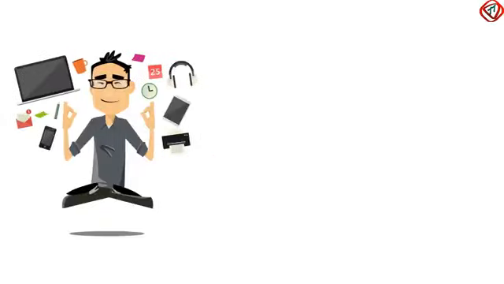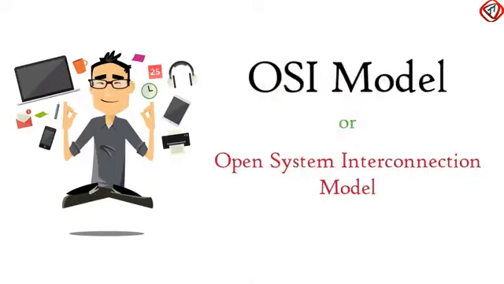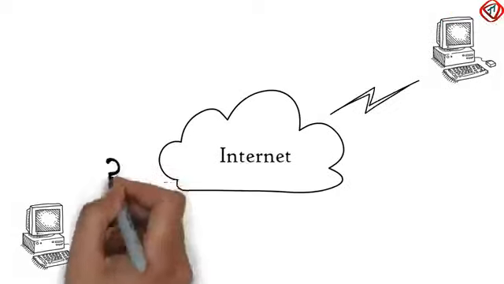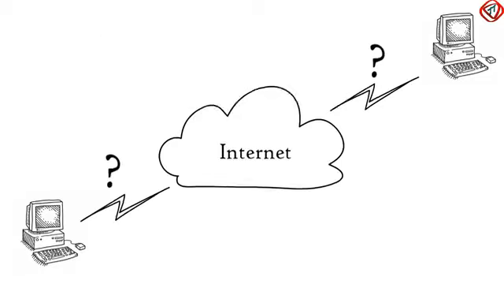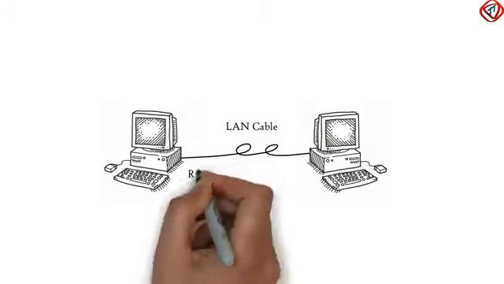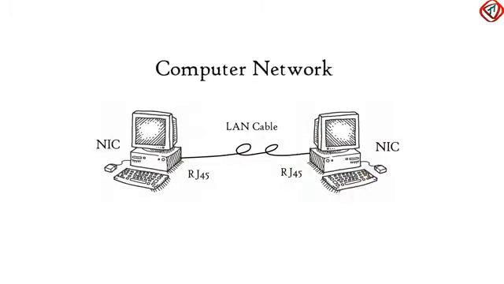Today we are going to learn about the OSI model, or Open System Interconnection model. So let's start. The OSI model defines and is used to understand how data is transferred from one computer to another in a computer network. In the most basic form, two computers connected to each other with LAN cable and connectors, sharing data with the help of network interface cards, form a network.